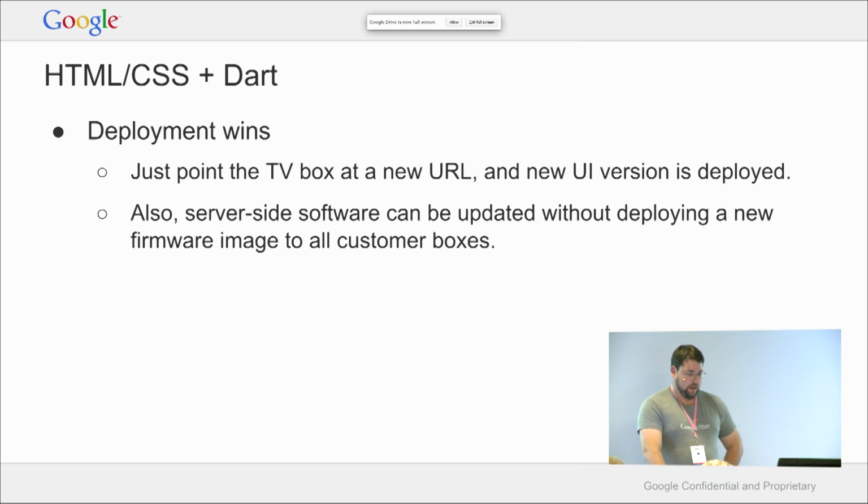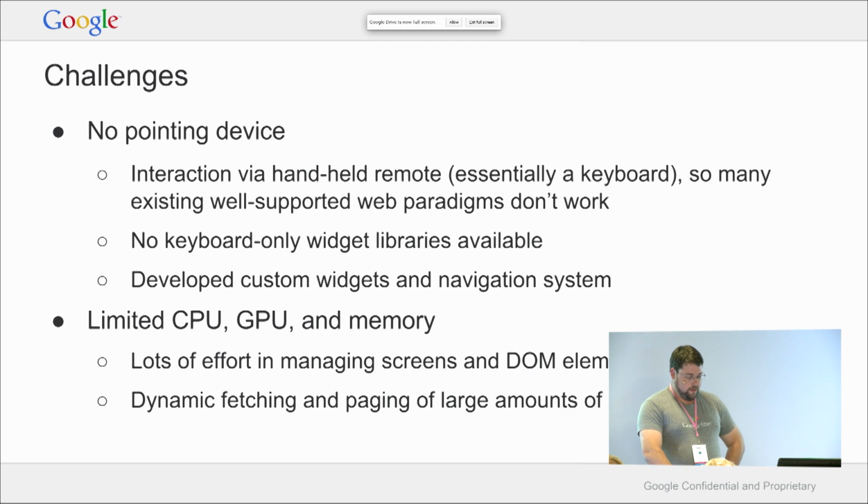For deployment, as opposed to packaging up a big firmware image and sending it down to every box in the fleet, now we can just say, hey, go to this URL instead of that one. And now we've got a new UI deployed. That's really, really cool. And also the server-side software in the cloud can be updated. We don't need to deploy an image for that either. So when the back end needs to change, that just happens, and the customers don't even know the difference, except that stuff works better.